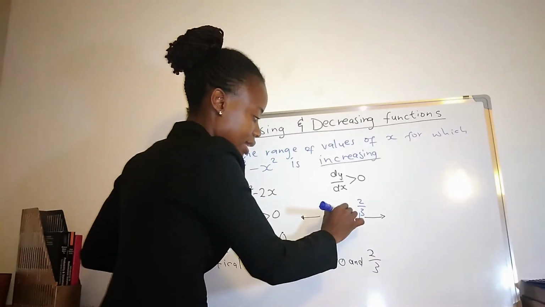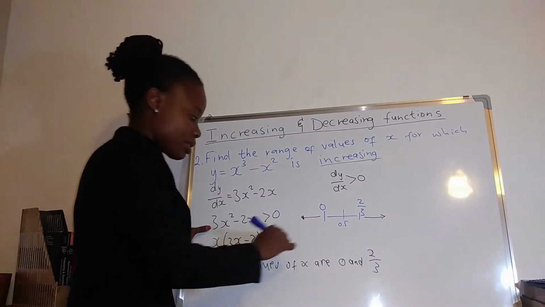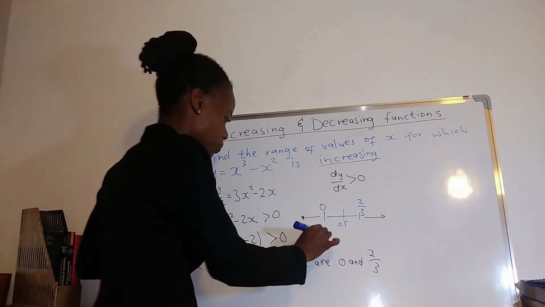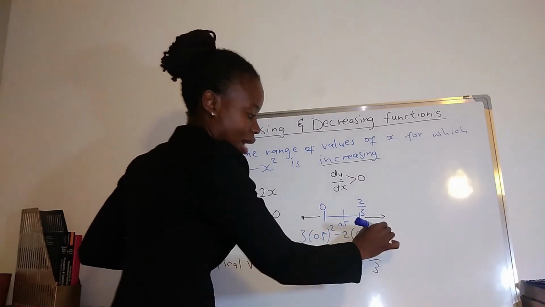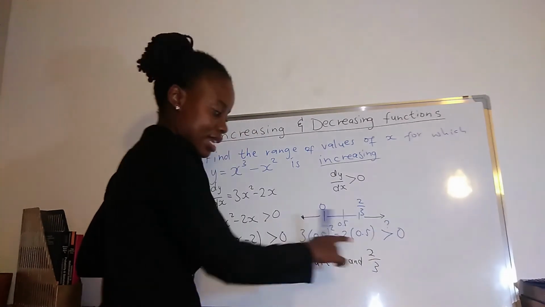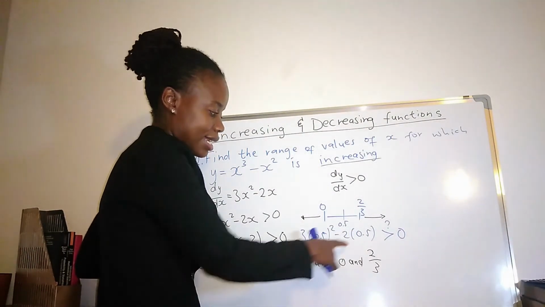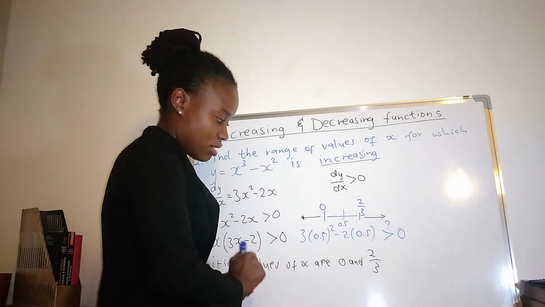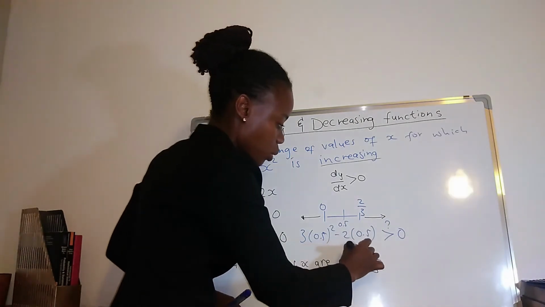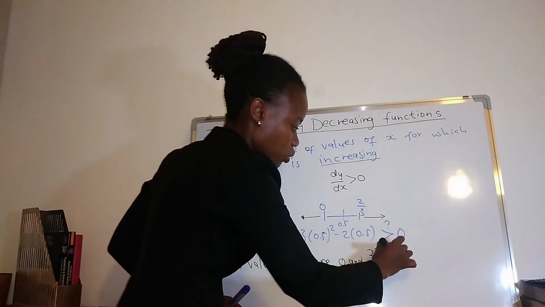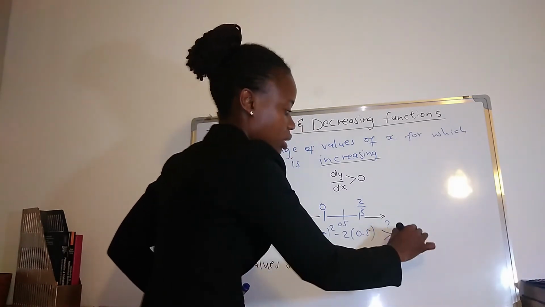Let's take 0.5 here. Just substitute 0.5 into x. So we're going to have 3 times 0.5 squared minus 2 times 0.5. We're asking ourselves if it's greater than 0. If you punch this in your calculator, we're going to find that this is negative 0.25. So negative 0.25 is not greater than 0.